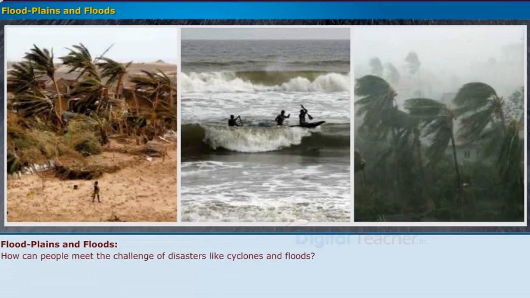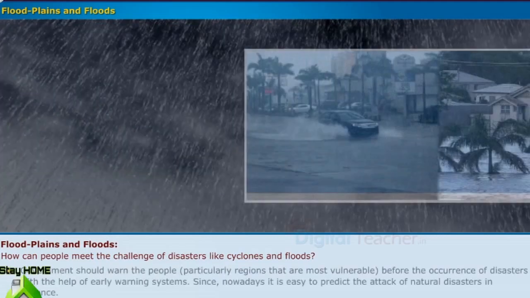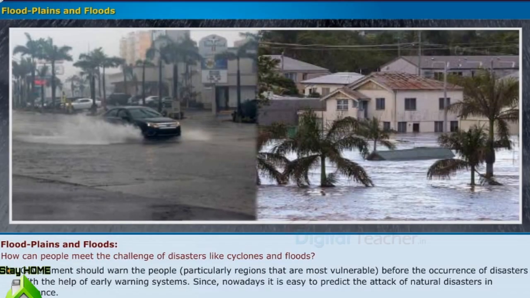How can people meet the challenge of disasters like cyclones and floods? It is possible by the long-term planning of governments and mutual aid among the people and government organizations. Government should warn the people, particularly regions that are most vulnerable, before the occurrence of disasters with the help of early warning systems. Since nowadays it is easy to predict the attack of natural disasters in advance.